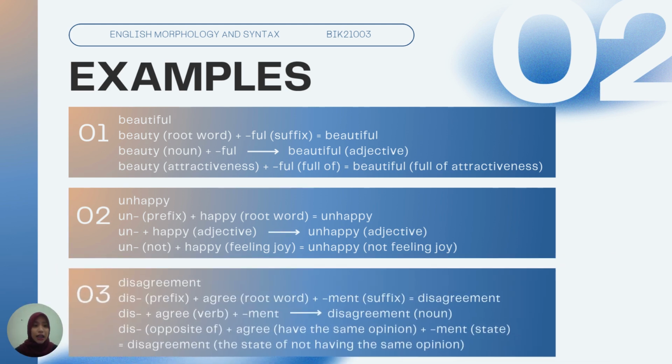The last example is disagreement. The root word for disagreement is agree, and we add the prefix dis and the suffix ment to the word agree, and we get disagreement. Agree is a verb. Disagreement is a noun, and here we can see it changed the grammatical function. Dis in the prefix means opposite of. Agree in the root word means to have the same opinion, while ment in the suffix means state. So disagreement means the state of not having the same opinion.